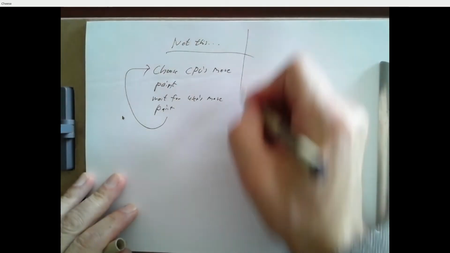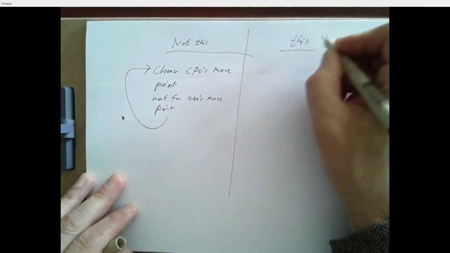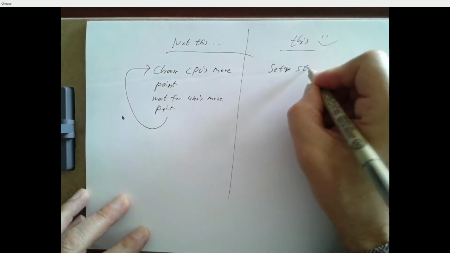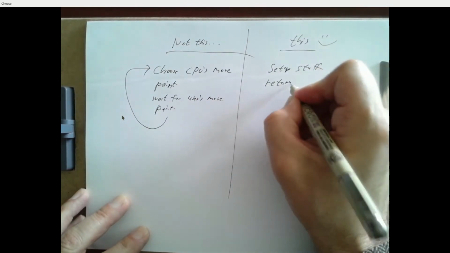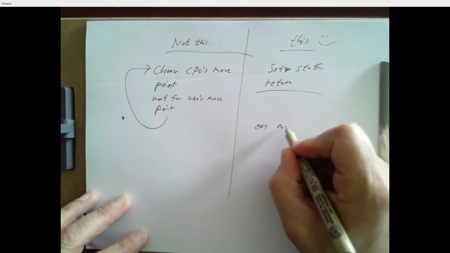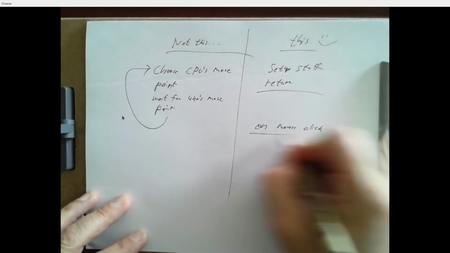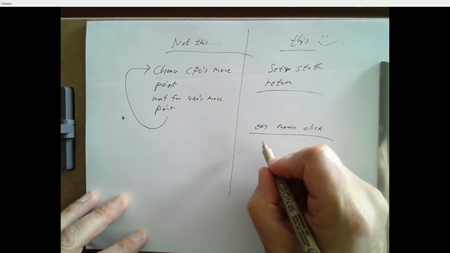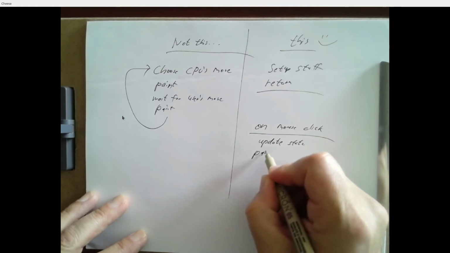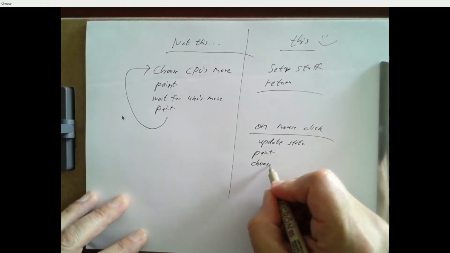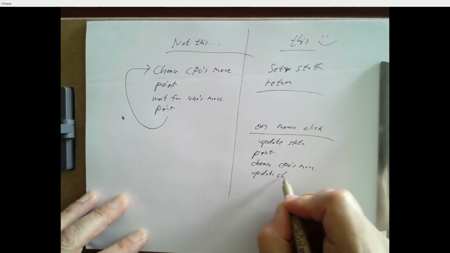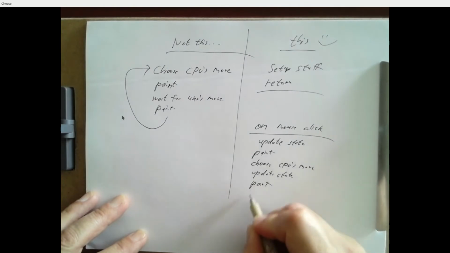So you really want to do something like this. Set up stuff and return. And then on a mouse click, which is when the user is making a move, update state, paint, choose CPU's move, update state, paint, and then return.